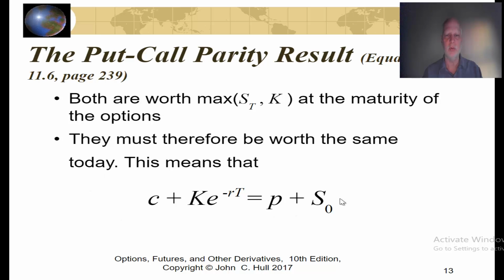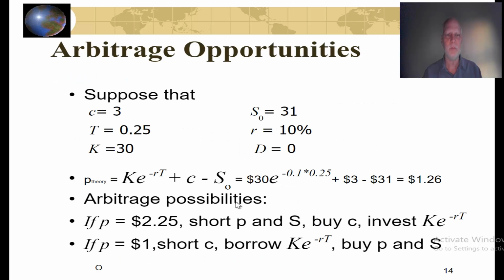If we just look at our equation here, we solve for P, which is going to be C plus the present value of K minus S. So in this example, that's going to be the present value of $30 at an interest rate of 10%, expiring in 1/4 of a year, plus $3 minus $31, or $1.26. So if the actual put is priced at $2.25, then the put side of the equation is overvalued.